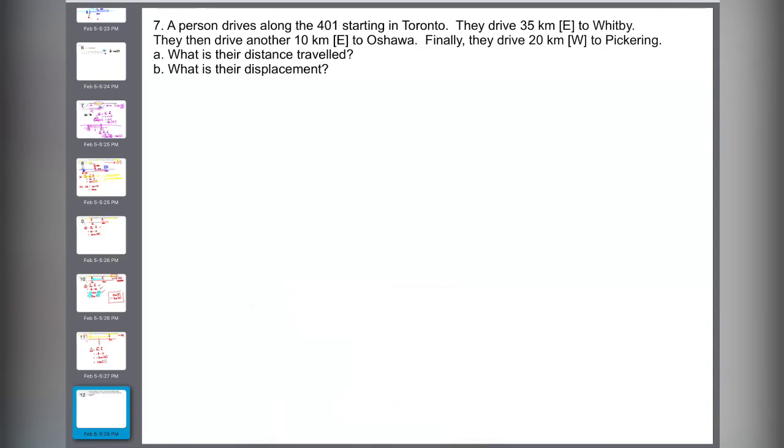Okay, last question. A person drives along 401 starting in Toronto. They drive 35 meters east to Whitby, and then they drive another 10 kilometers east to Oshawa. Finally, they drive 20 meters west to Pickering. What is the distance traveled and what is the displacement? All right. Let's go east as positive, just because they started it. Okay, reference point 0. They started at Toronto. So this is Toronto.